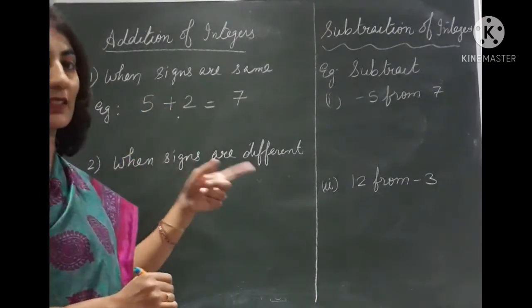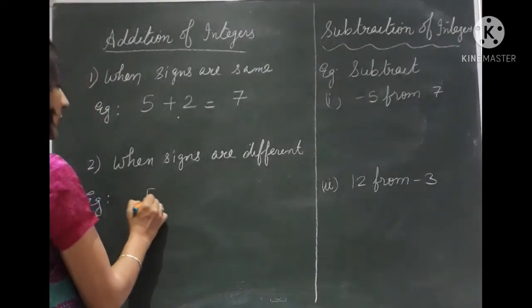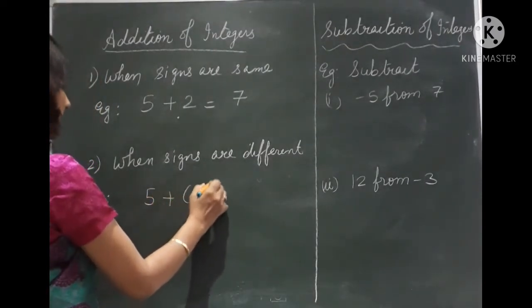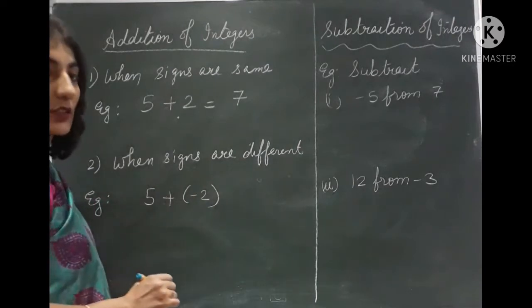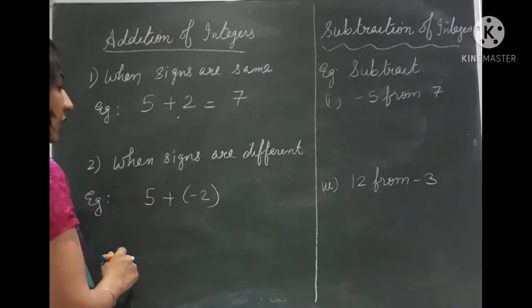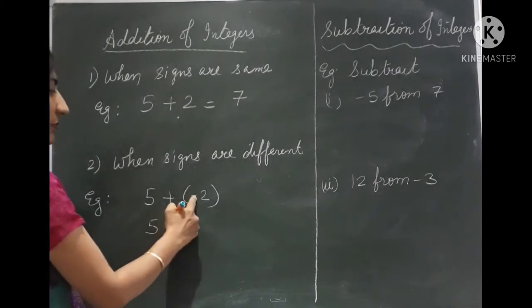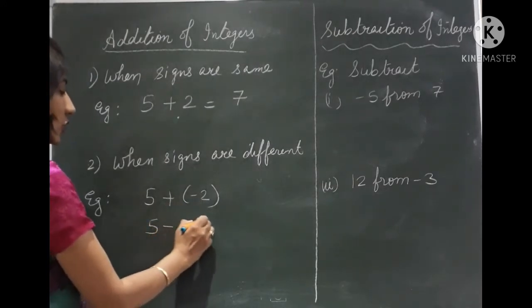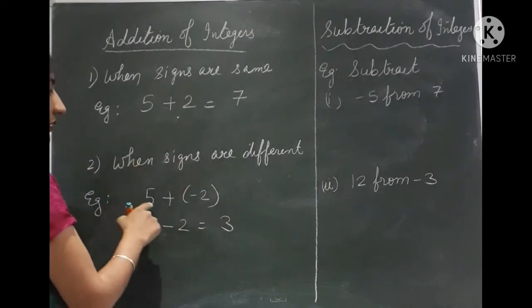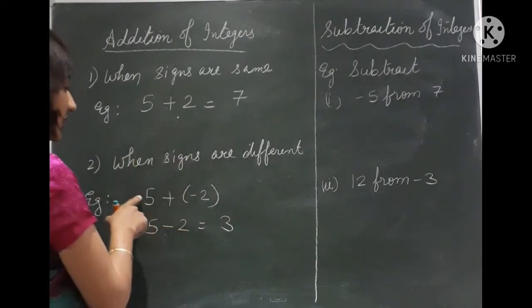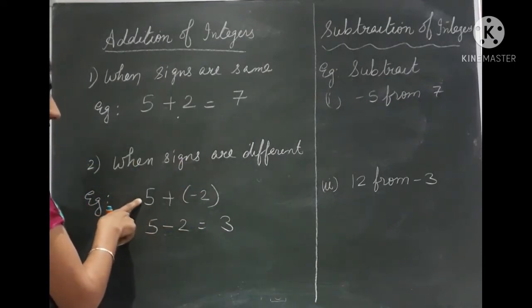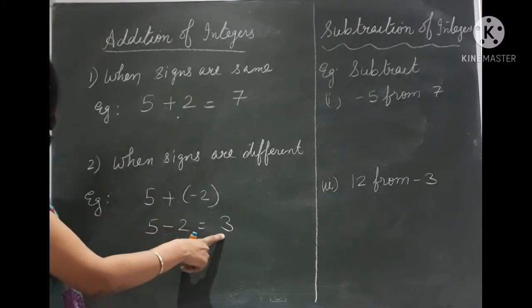Now when the signs are different, how? One is positive and another is negative. One is 5 and another is -2 and we have to add them. How will we do? 5 plus -2. So it will be plus minus is minus. So 5 minus 2, that is equal to 3. We will subtract the integers and put the sign of the greater integer. The greater integer is positive, so the answer is positive.